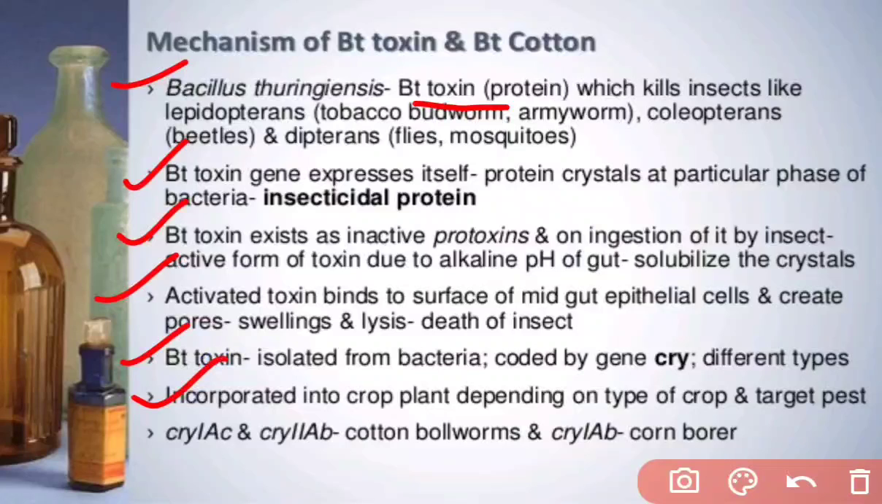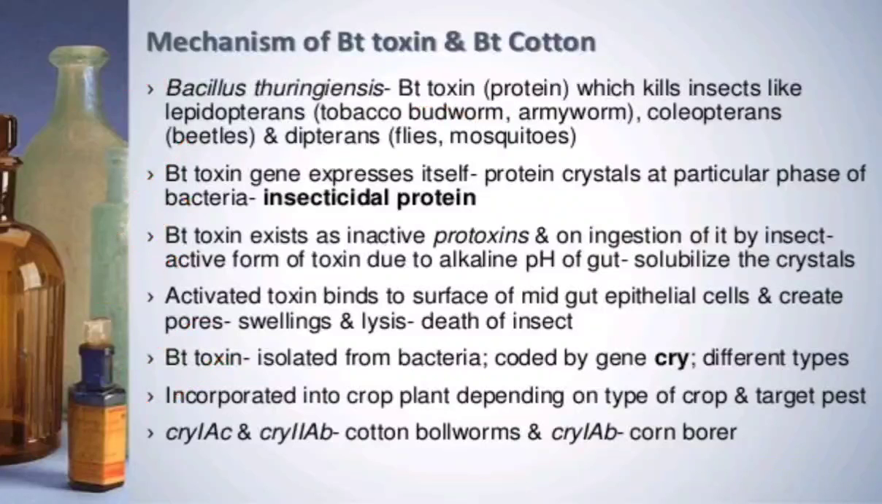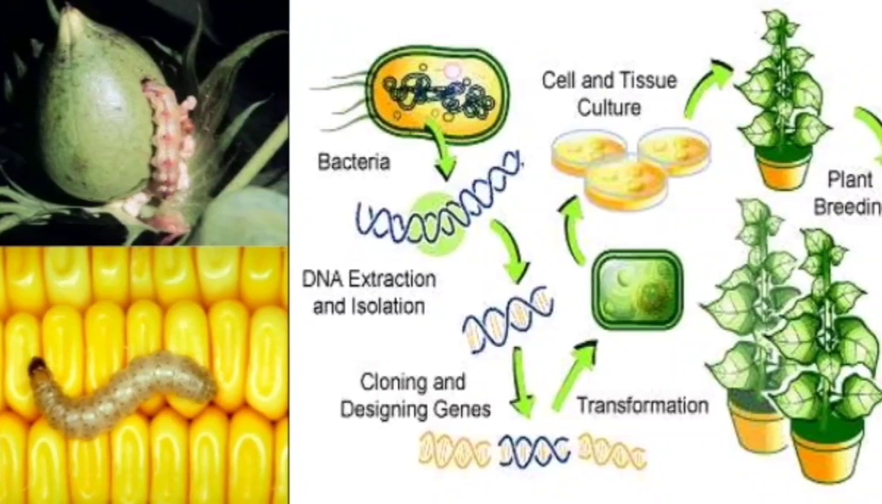For example, for cotton bollworm which gene will be introduced there? Cry 1Ac, Cry 2Ab. They are applicable for the cotton plant and the target insect is bollworm, and Cry 1Ab for corn plant is applicable for corn borer. So these different types of cry genes are available and it depends upon which one we should select and which one we should incorporate in the plants, depending on the plant as well as the target pest. So these are the genes: Cry 1Ac, Cry 2Ab for cotton bollworm, and Cry 1Ab for corn borer.